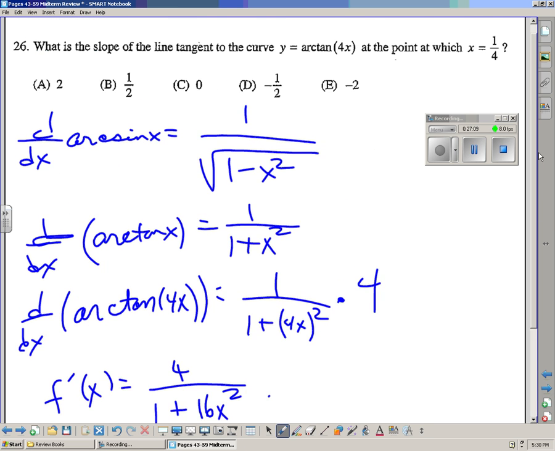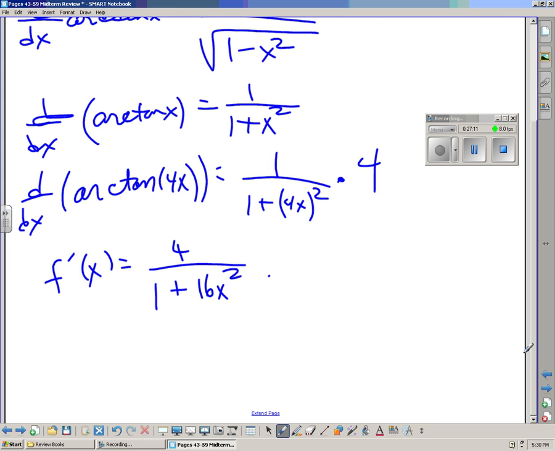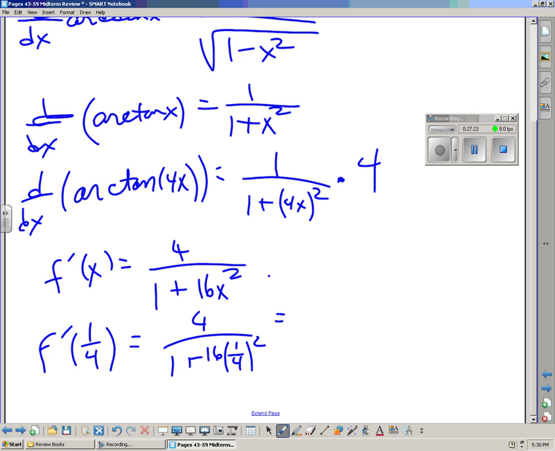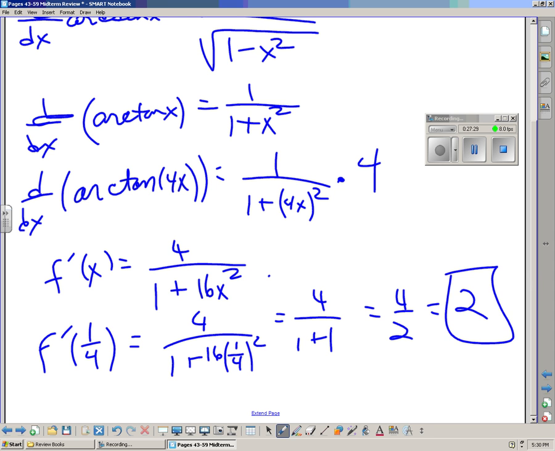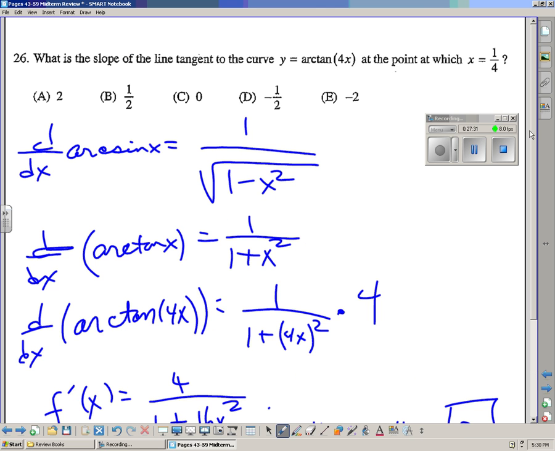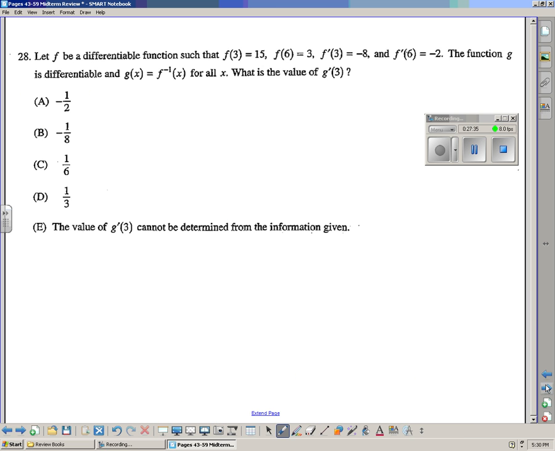Now, we want to find out this value at 1/4. So f prime of a fourth is 4 over 1 plus 16 times 1 over 4 squared. 1 over 4 squared is 1 over 16 times 16 is 1. So we get 4 over 1 plus 1, which is 4 over 2, which is 2. And 2 is the answer. Choice A.